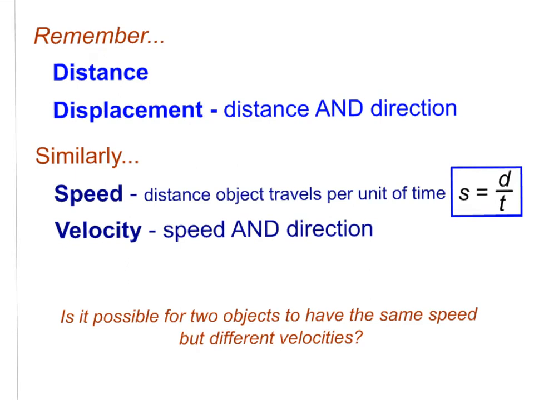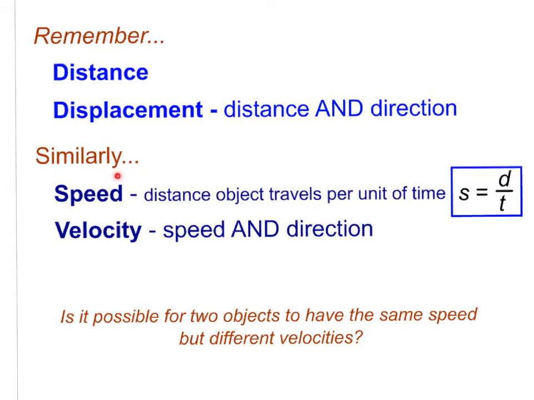Let's review a little bit. Remember, distance is simply the length of the path that has been traveled. Displacement, however, involves more than that. First of all, it would be the change in position from the starting position to the final position, not necessarily its entire pathway. And it includes the direction that the travel has taken place.